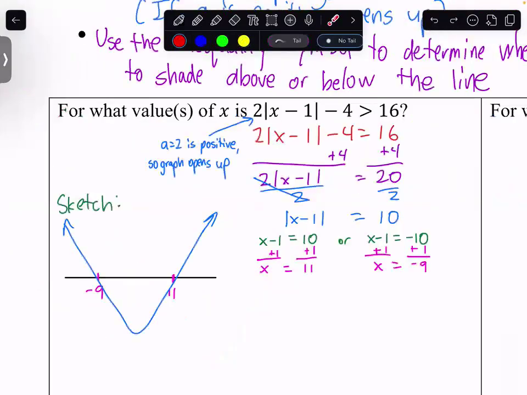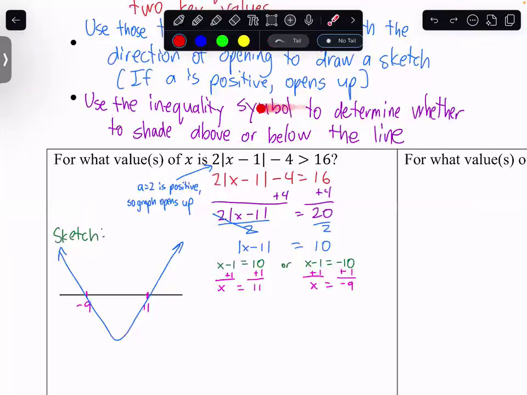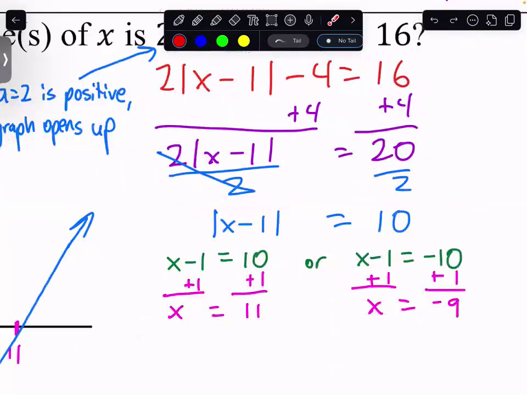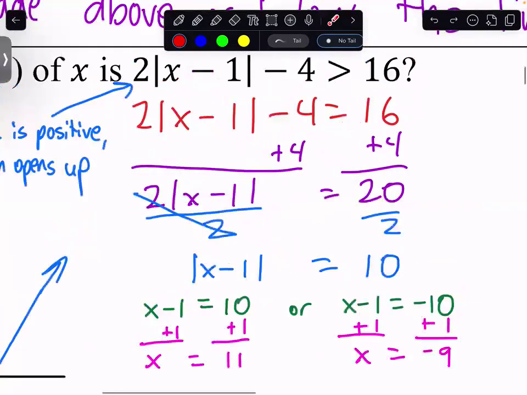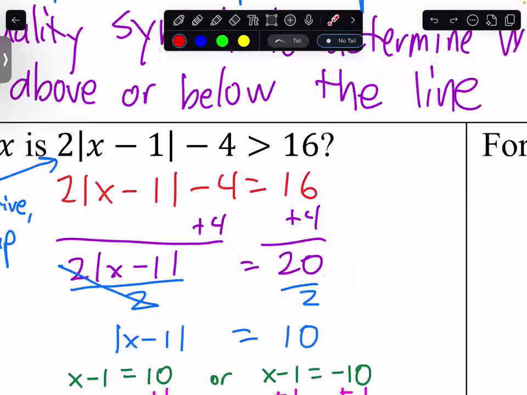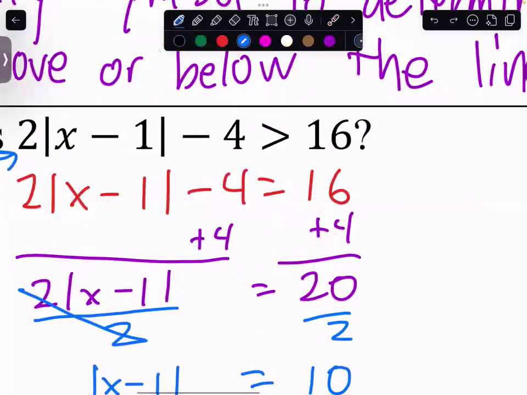Okay, so last step then, use the inequality symbol to determine whether to shade above or below the line. Okay, so remember, up until right now, we've been pretending that it was just an equal sign, right? But the original problem was not an equal sign. So we need to use the actual symbol. Okay, so what information does this symbol give us? Okay, so I'll write it over here.